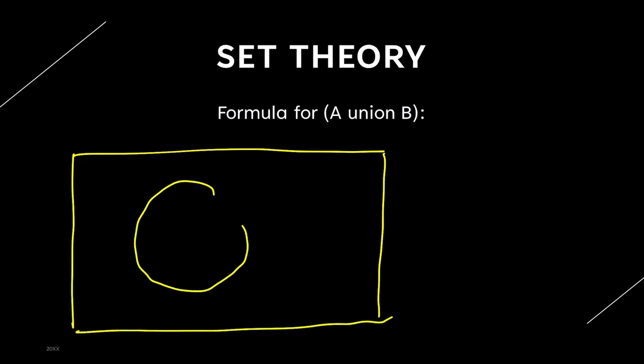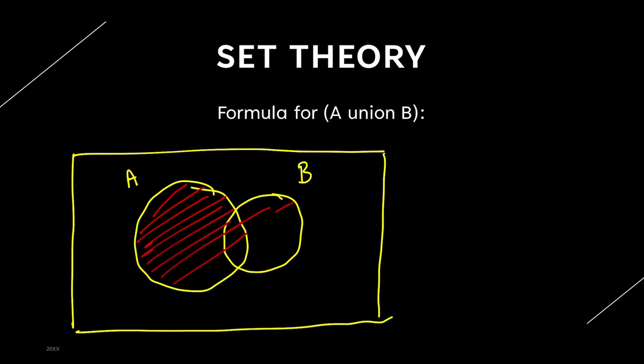This is the part A. This is B. A, B. What will be A union B? This is A union B. I hope this is clear. A union B, we know what is A union B.